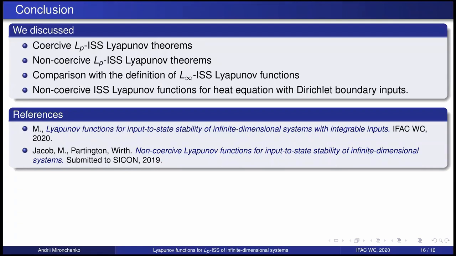Now we proceed to conclusions. We have discussed coercive LP ISS Lyapunov theorems as well as non-coercive LP ISS Lyapunov theorems, which are helpful if coercive Lyapunov functions cannot be constructed or possibly don't exist at all. We have made a comparison of our definition of L2 ISS Lyapunov function with the classical definition for L infinity ISS Lyapunov functions. Also, we have applied our non-coercive L2 ISS Lyapunov theorems to the heat equation with Dirichlet boundary inputs. The main results are presented in this paper at the IFAC World Congress, but we also exploit some of the results shown here in this paper.